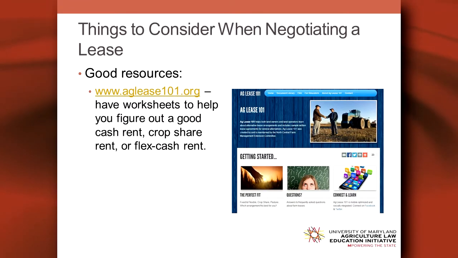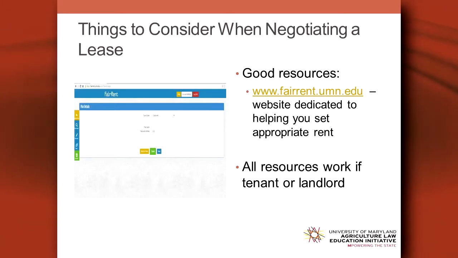So what are good resources available for you? Well, one is aglease101.org. They have worksheets available that can help you work through a cash rent, a crop share, and then a flex cash, depending on what you want to do. They have you work it multiple ways, so you sort of get a range, so when you walk into a negotiation, you sort of know what the high and the low is and sort of how best to negotiate with the landlord. A newer resource that's just become available is this Fair Rent, which is available through the University of Minnesota.